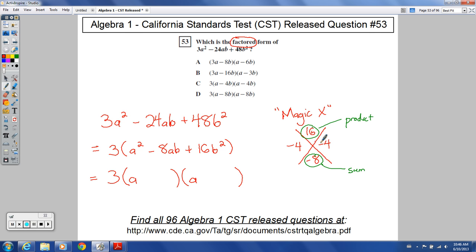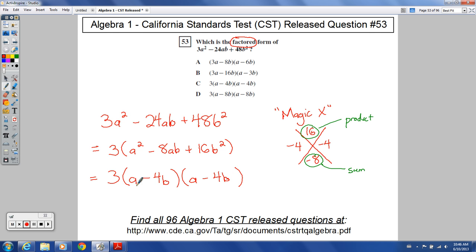If you multiply a negative times a negative, you get a positive. 4 times 4 would be 16. And negative 4 plus negative 4 would be, in fact, negative 8. And so we can rewrite this then as a minus 4, a minus 4. They're both the same terms. However, we've got this b squared part, so we'd have to include a b here and here.